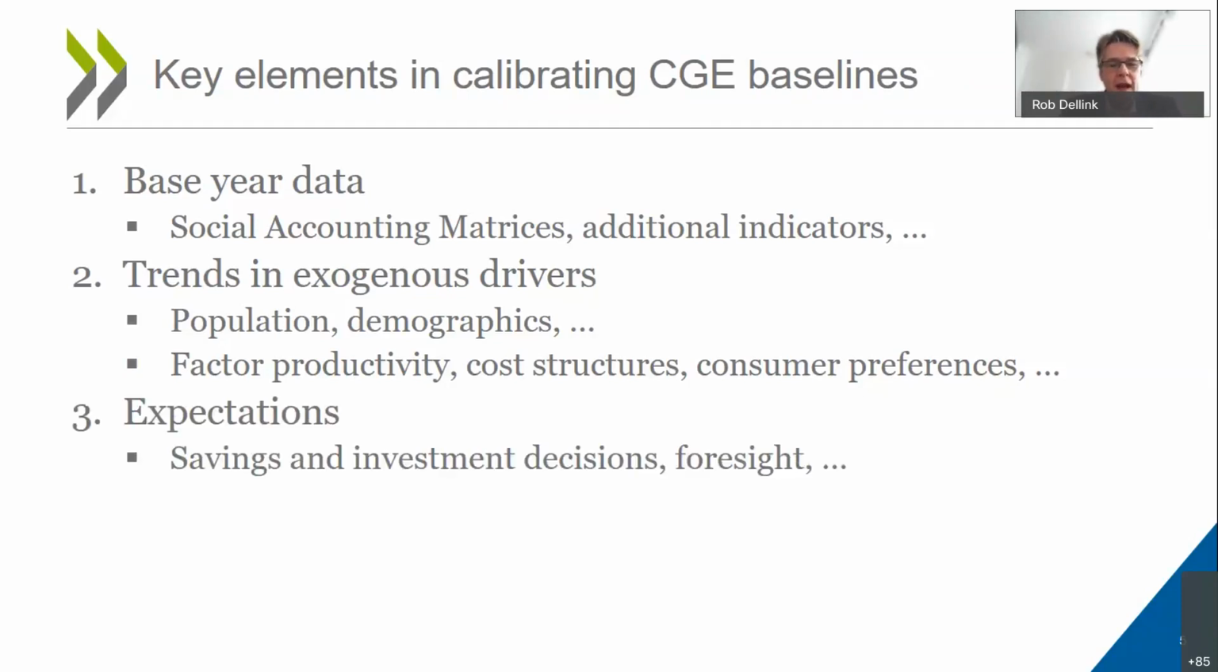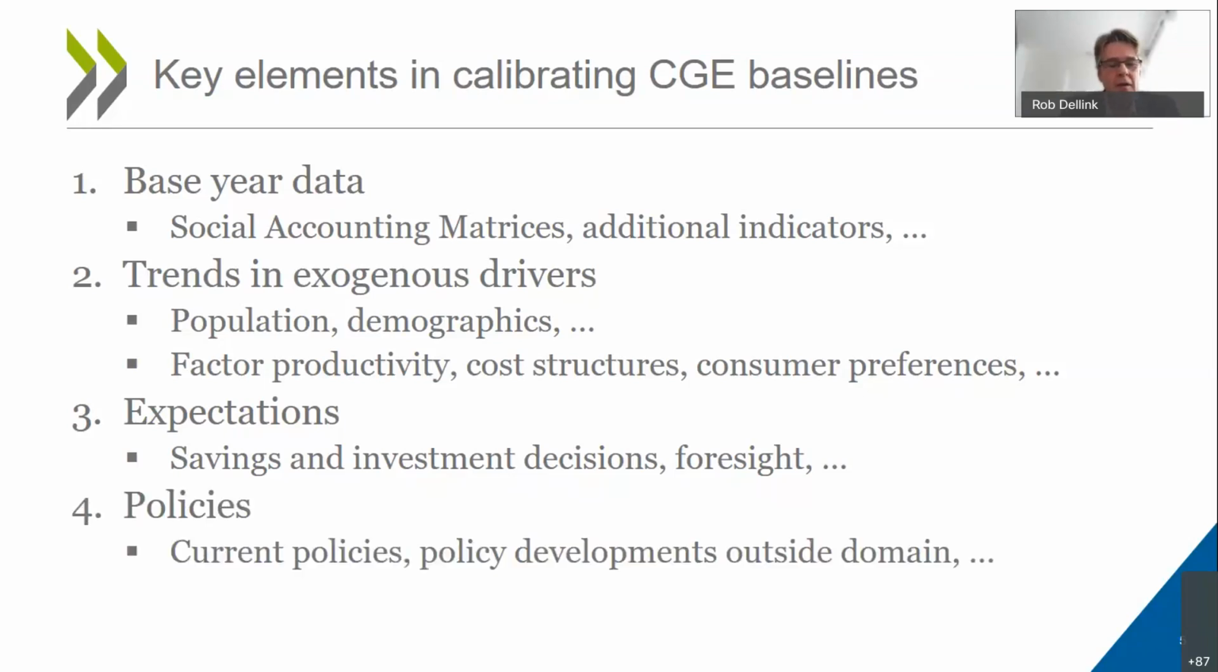A third set of elements that you need is expectations. So there are basically three types of dynamic CGE models. You have the ones that are recursive dynamic, you have the ones that have perfect foresight, and then you have some models that are in between and that have adaptive expectations or something like that. But you need to make some assumptions in your modeling on what savings will do, how savings are decided, how savings are aligned with investments, and how much foresight your consumers and producers have in your model.